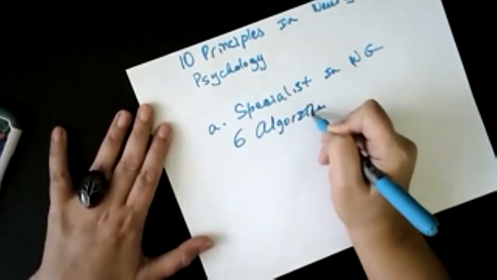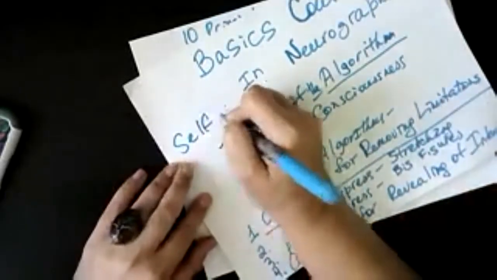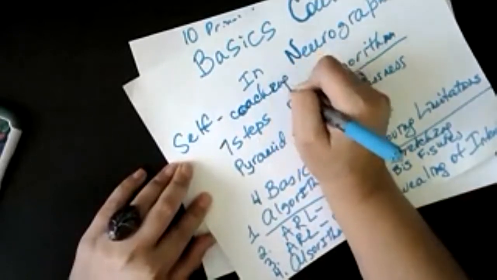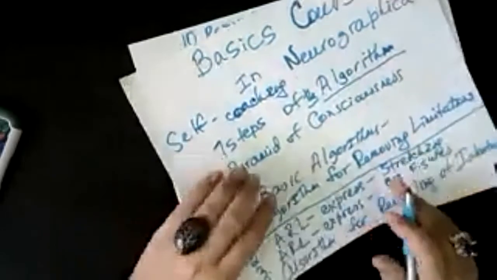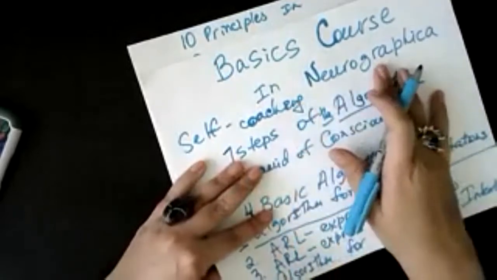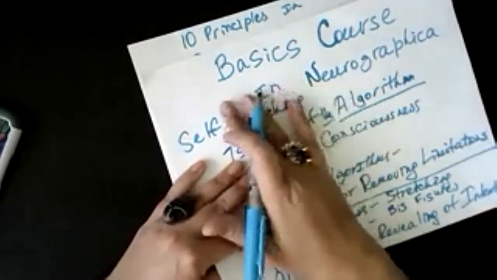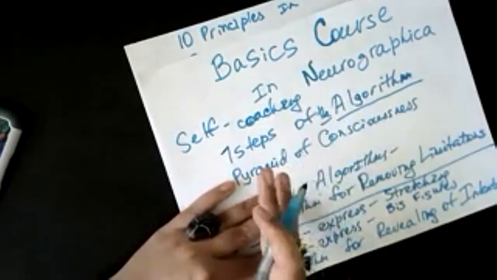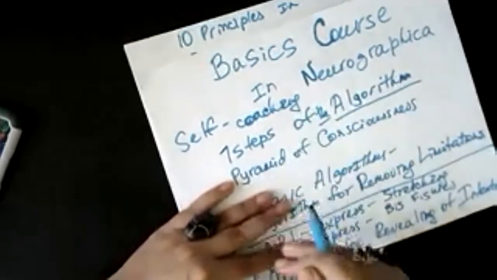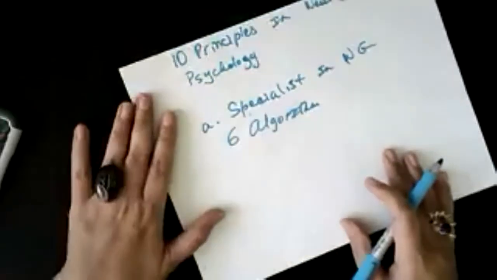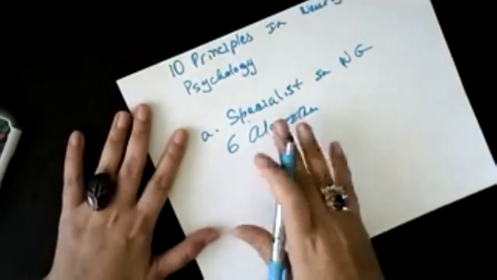Plus, remember how I said that the basics course is for self-coaching, right? Well, when you get the basics certification, you can use it for your own self-coaching, okay? You don't have enough knowledge yet to teach it to others. You don't have enough understanding yet, right? Because you're going to practice and you learn, but you're not yet equipped to provide the information about Neurographica to others.